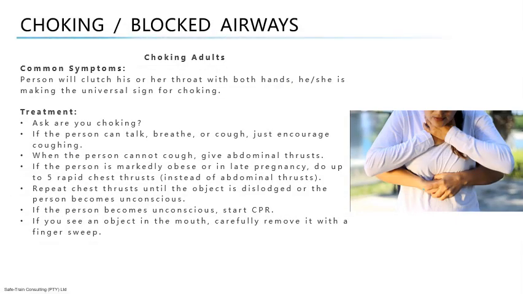Choking or blocked airways. Choking adults. Sometimes food can obstruct the airway of a person while talking when he or she is eating. Common symptoms. When this happens, a person will clutch his or her throat with both hands. He or she is making the universal sign for choking.